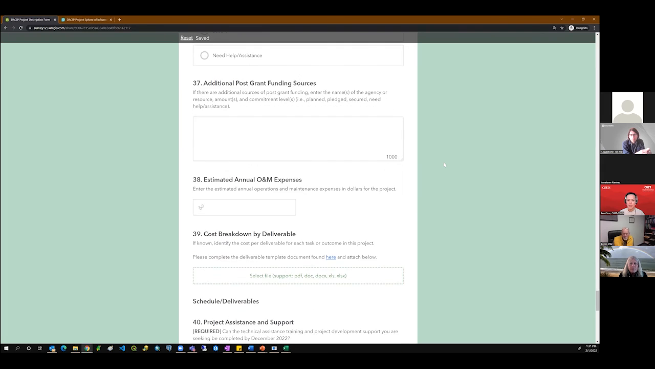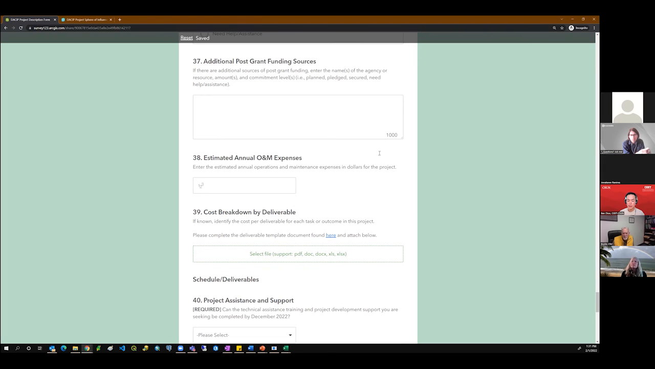Question 38 is about estimated annual operations and maintenance costs. So if you knew those for your project, you could enter them here. For our example project, that's not yet known, so we're going to leave it blank.